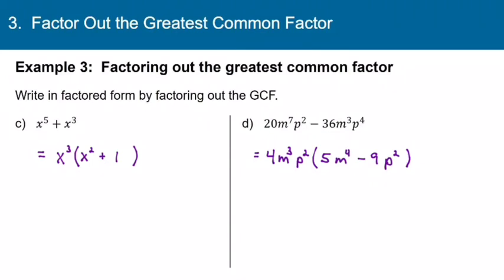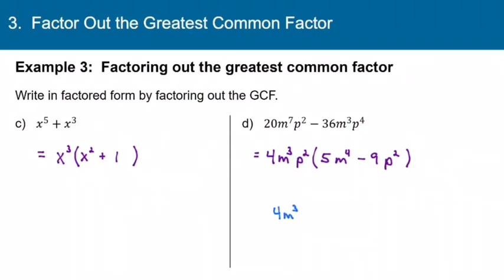Now before we go on to the next slide, I just want to show you what it looks like when somebody factors out a common factor that is not the greatest common factor. Let's suppose that we identified 4 and m to the third as factors of our greatest common factor, but say we forgot to look at the p.